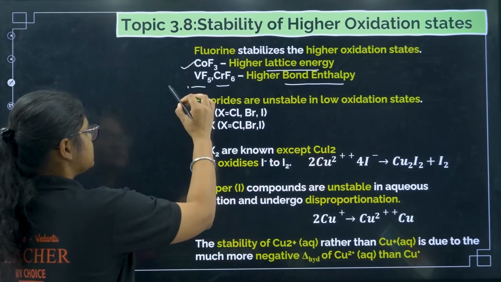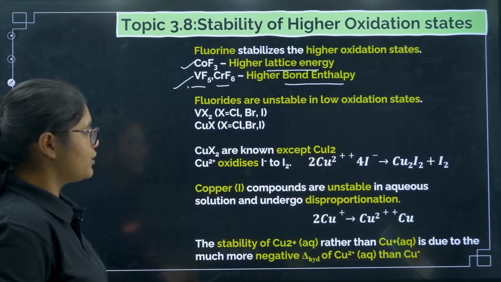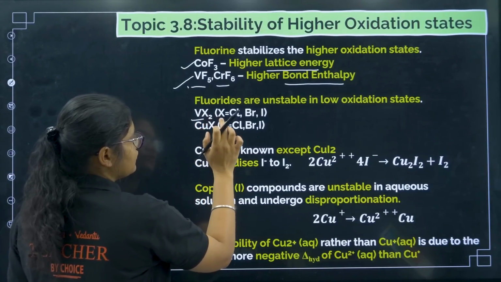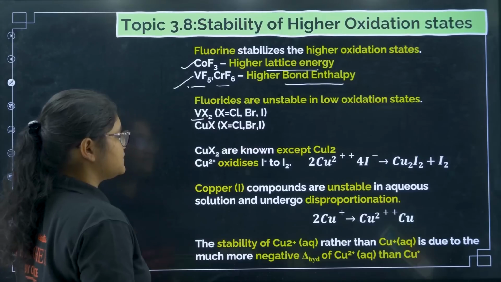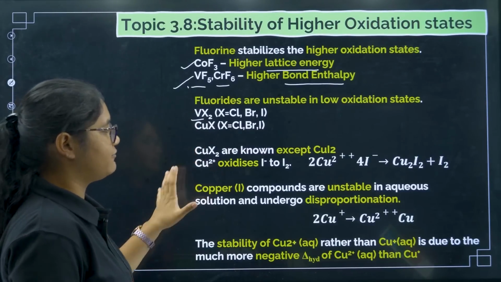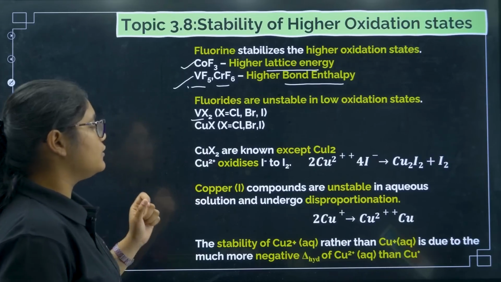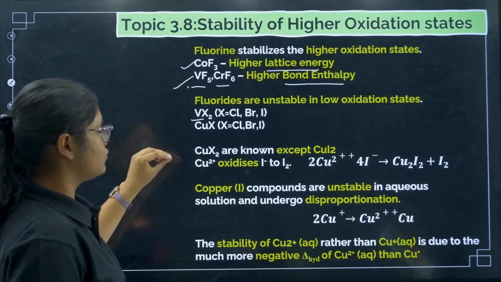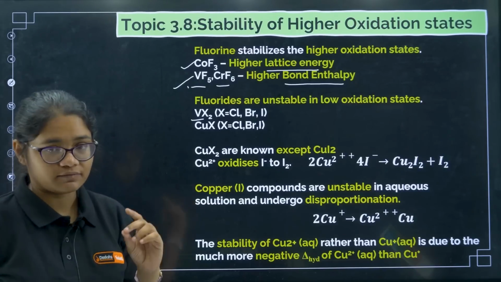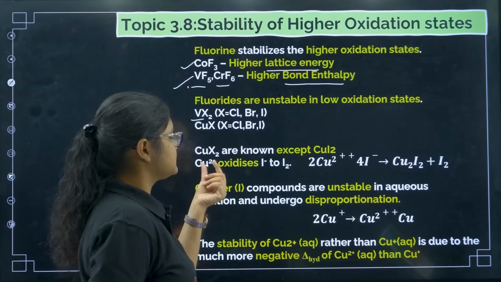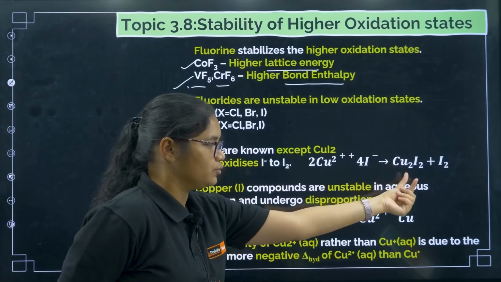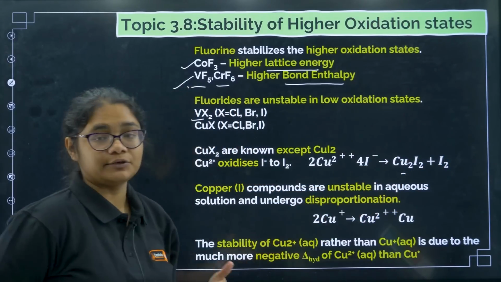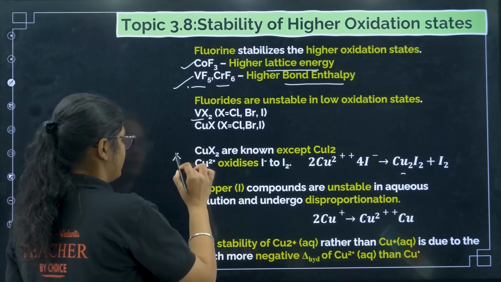Clear? Next, fluorides are unstable in the lower oxidation state. You can see the example here. VCl2, VBr2, VI2 are found, but VF2 is not available. Similarly, CuCl, CuBr, CuI are available, CuF is not available. Next, CuX2 are known except copper iodide. So CuCl2, CuF2, CuBr2 you can find, but CuI2 is not available, and there's a reason for that. Cu2 plus can easily oxidize I minus to I2. So I minus gets oxidized to I2, so you don't get CuI2, you get Cu2I2. This is something you should be knowing.